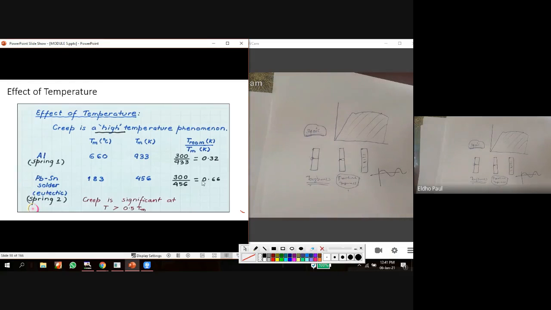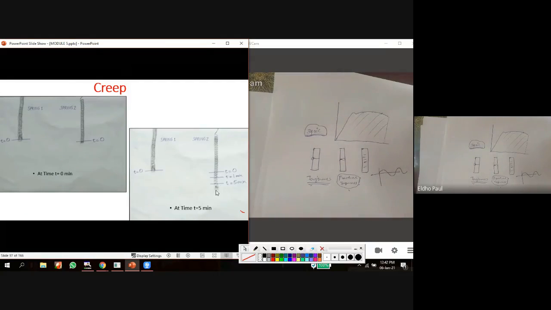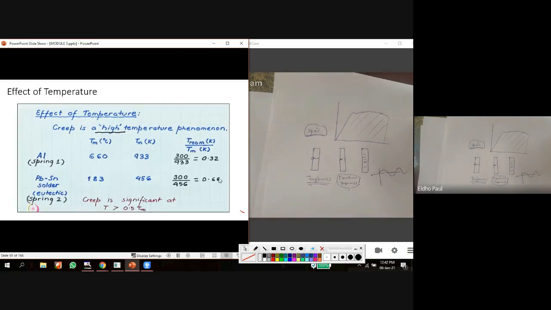So we got two ratios: 0.32 for aluminum, even at room temperature, and 0.66 for tin lead alloy. We can see this is almost double. For tin lead alloy, this ratio is almost double that of aluminum. And this ratio is the reason for the elongation of the tin lead alloy with respect to time. We can say the creep phenomenon will be significant when this ratio is greater than 0.5.